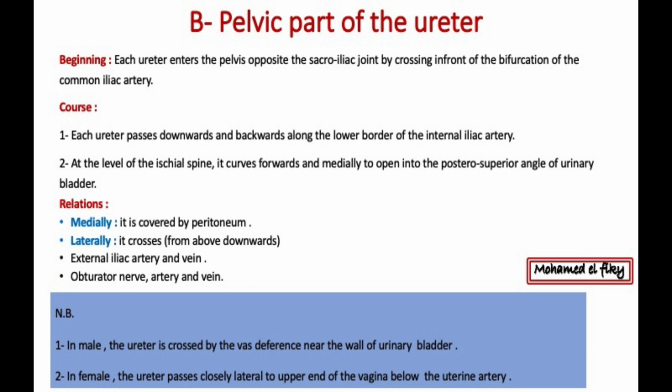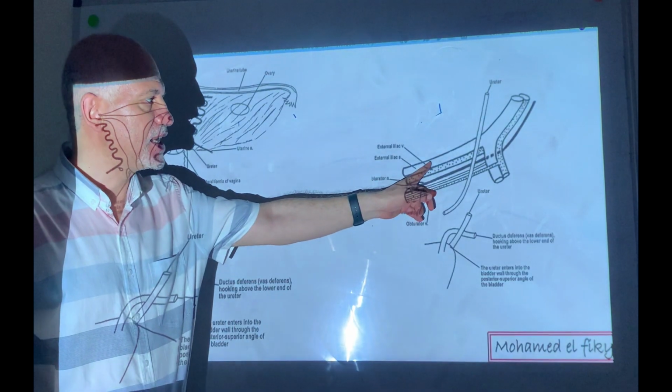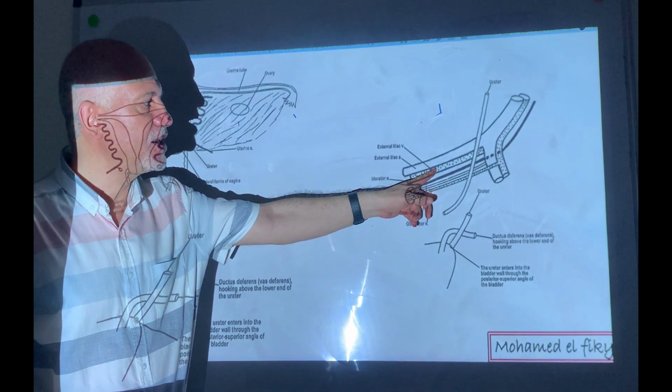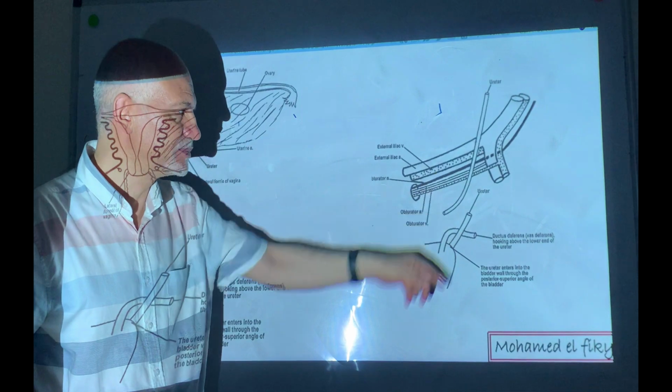Relation: it is covered by peritoneum because it is retroperitoneal. Laterally, the ureter crosses the following structures. The ureter lies in front of the following structures: external iliac artery and vein, obturator nerve, and obturator vein. In this diagram, it crosses the external iliac artery, external iliac vein, and obturator artery and vein.